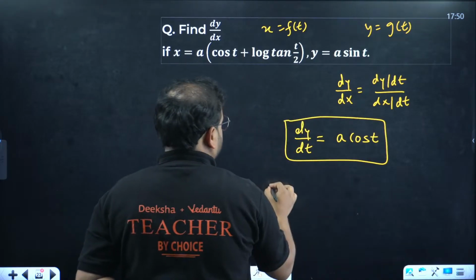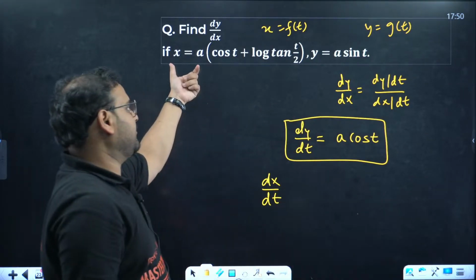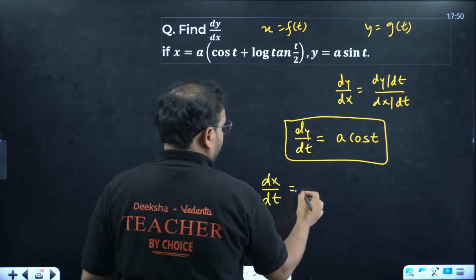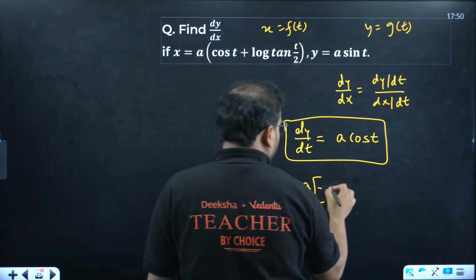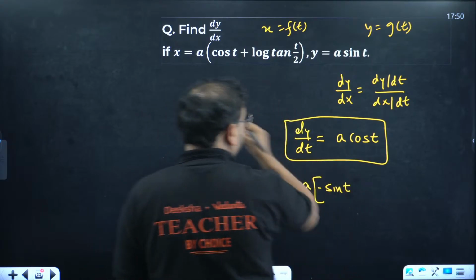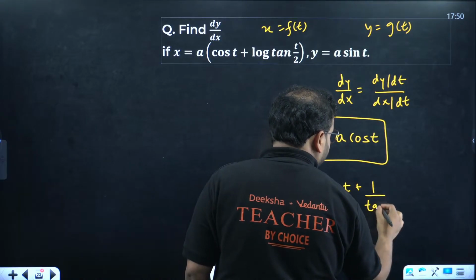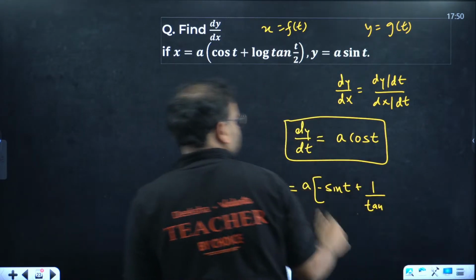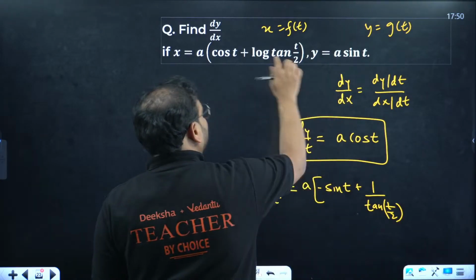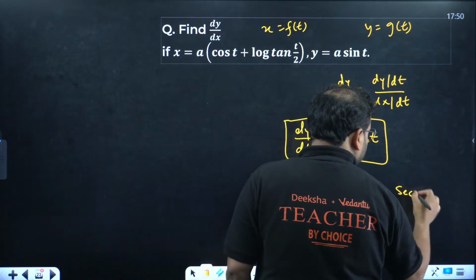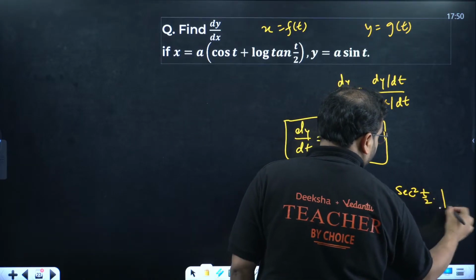What about this? If you go dx by dt, differentiate this part. a is the constant, keep it as it is. Differentiate cos, that is going to be minus sin t. Now differentiate this. You have 1 by tan. The derivative of log is the reciprocal. So log tan t by 2. Differentiate tan now. You'll have secant square t by 2 into 1 by 2.